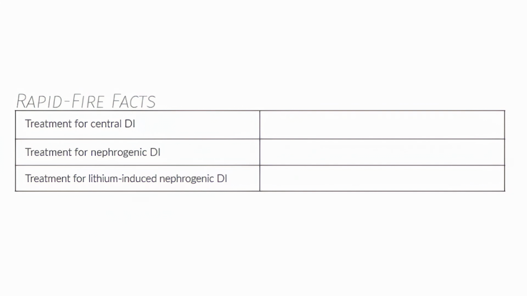And now we have 3 rapid-fire facts. So the treatment for central DI, again, is desmopressin. The treatment for nephrogenic DI is hydrochlorothiazide or HCTZ, indomethacin, and possibly amiloride. And the treatment for lithium-induced nephrogenic DI is amiloride.